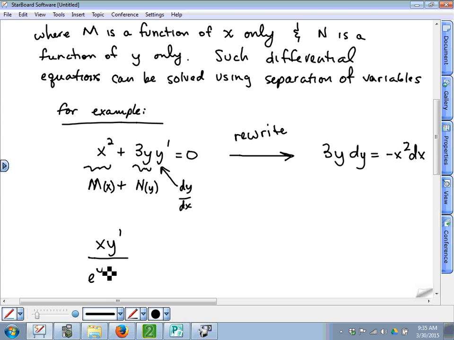x y prime over e to the y plus 1 equals 2. Before you could integrate this, you'd have to do a little tiny bit of a rewrite. What would the rewrite look like before you wanted to integrate? You have to multiply the e to the y plus 1 to the side. We could. Or we could cross multiply.